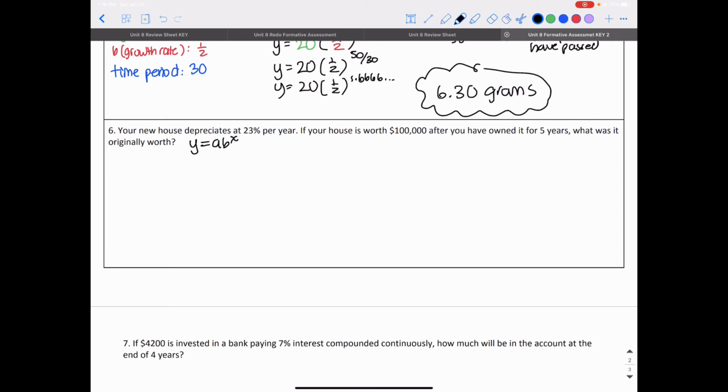In this case, I'm going to need my initial amount. The initial amount is going to be, I don't have it. So I don't know what the initial amount is.